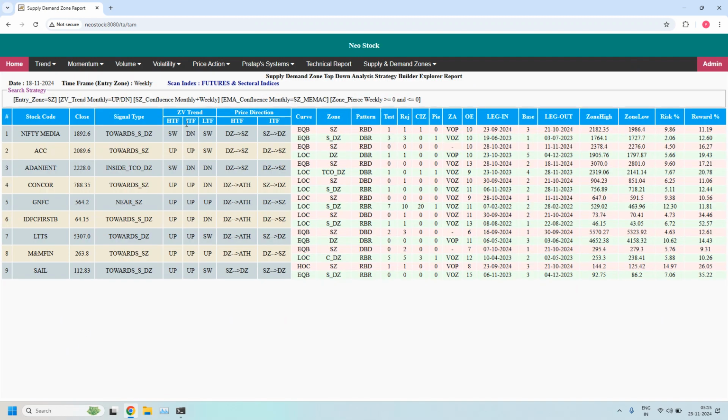You need to look into the ITF trend. ITF is monthly, LTF is weekly. So monthly trend we are planning, either uptrend or downtrend. Okay, so this is about weekly zones.